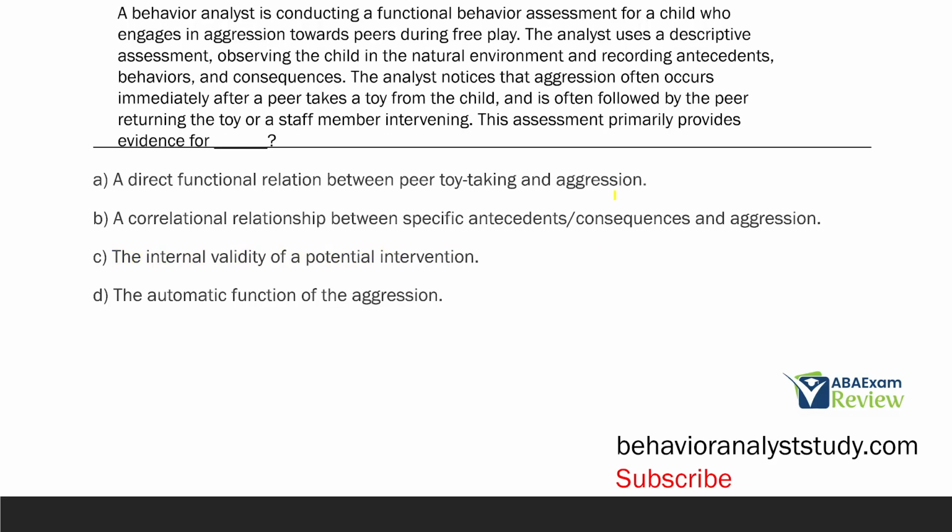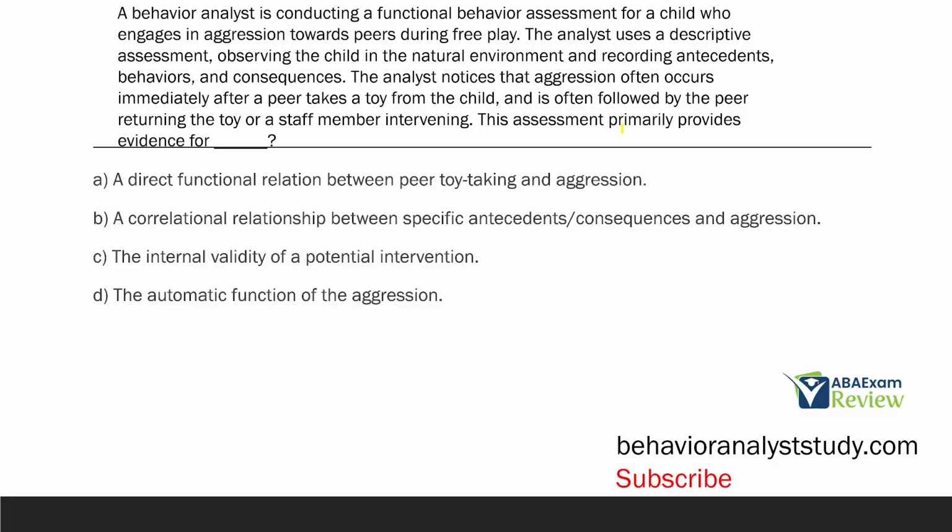A behavior analyst is conducting a functional behavior assessment for a child who engages in aggression towards peers during free play. The analyst uses a descriptive assessment, observing the child in the natural environment and recording antecedents, behaviors, and consequences. The analyst notices that aggression often occurs immediately after a peer takes a toy from the child and is often followed by the peer returning the toy or a staff member intervening. This assessment primarily provides evidence for what?